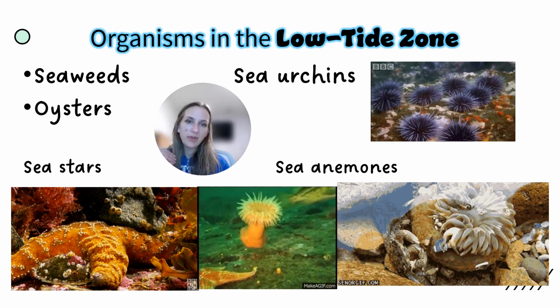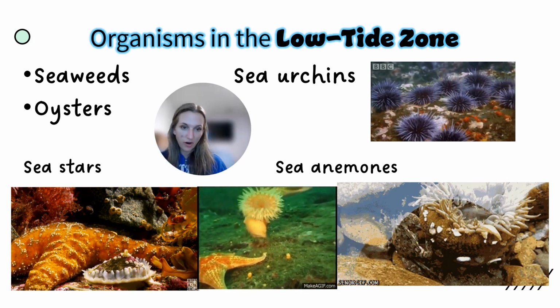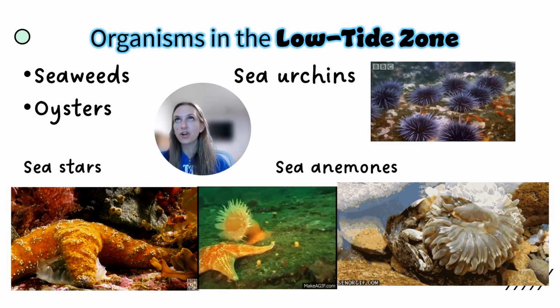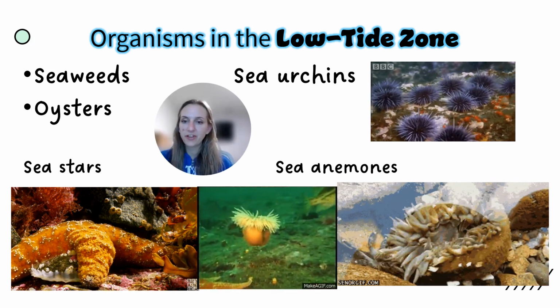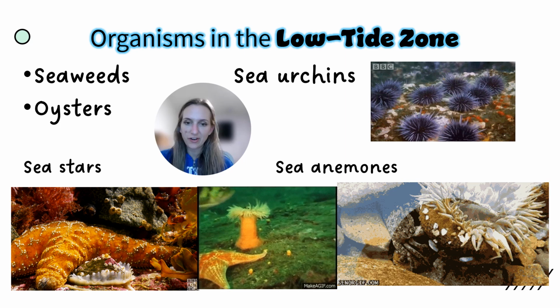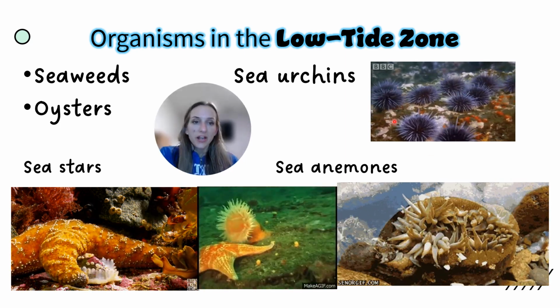Organisms here are seaweeds, sea urchins, oysters, sea stars, and sea anemones. And they are sea stars. They're not starfish. They are not fish. There's a lot about fish that they are not. And sea stars are echinoderms. They are not fish. Here's your urchins.